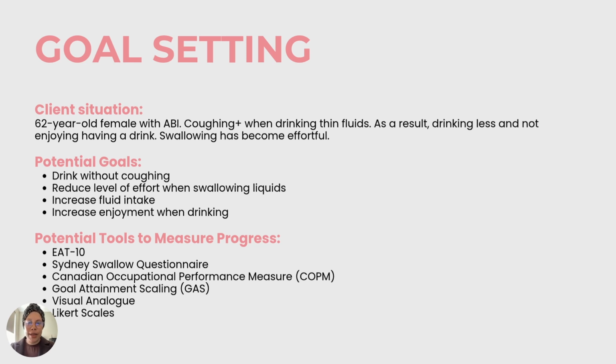And so the client would rate that on a scale from 0, which is no problem, to 4, which is a severe problem. But that's really the only statement within this tool that's probably directly related to her goals. So we might consider a different PROM that's even more relevant to her situation. So something like the Sydney Swallow Questionnaire. There's a few more questions on this tool that directly relate to this client's situation. And because of the rating system, which uses a visual analog scale versus the Likert scale in the EAT 10, it's more likely to capture change.